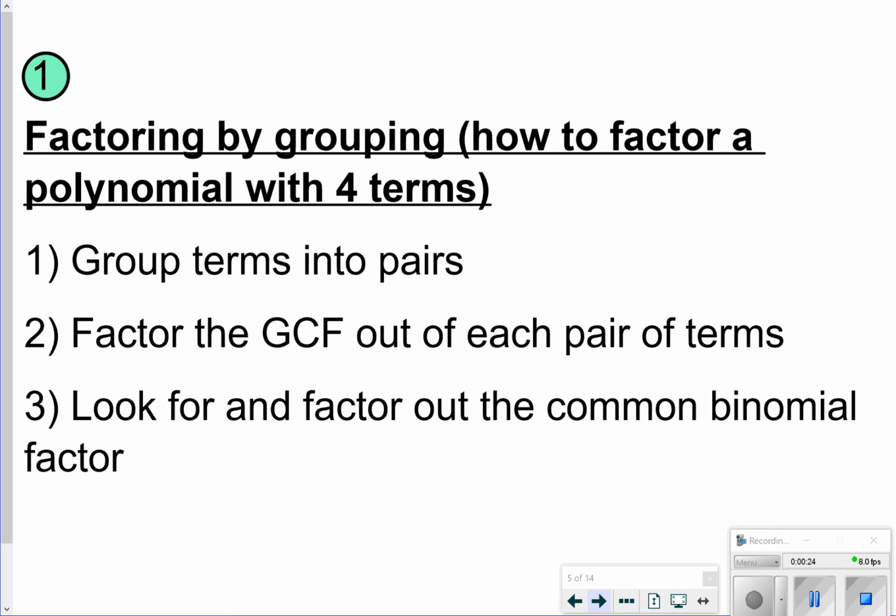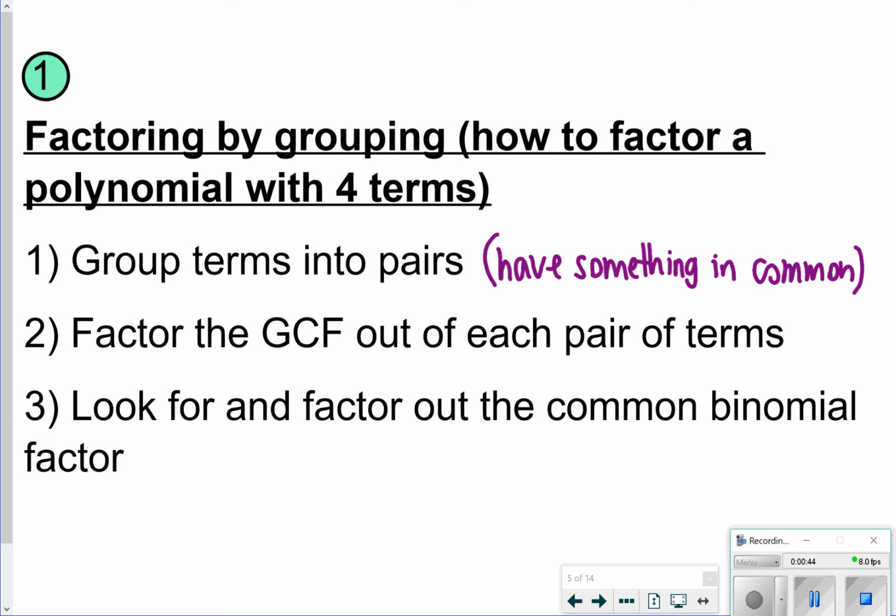So the first thing you want to do is group terms into pairs. You want to make sure that they have something in common. And what that means is they should have either a common factor of the coefficient or a common factor of the variable, and we'll look at more of what that means in just a moment.